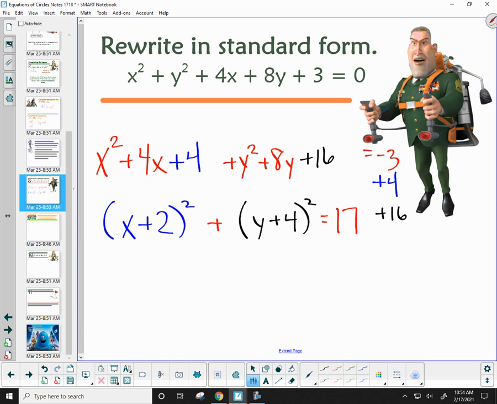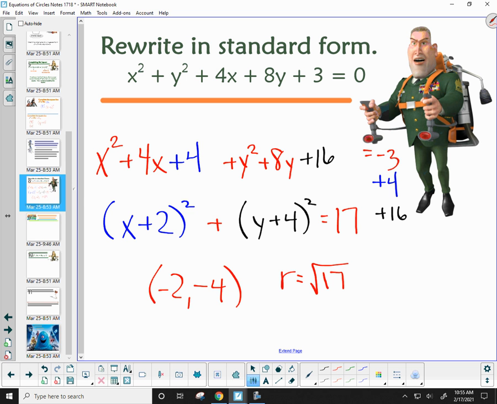Okay, now this is something I know what to do with, right? It's written in standard form, but let's take it one step further. Where's the center of my circle? At negative 2, negative 4. And the length of my radius, you can just write it as the square root of 17.